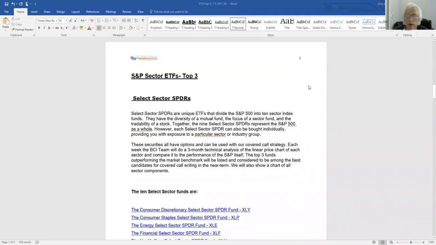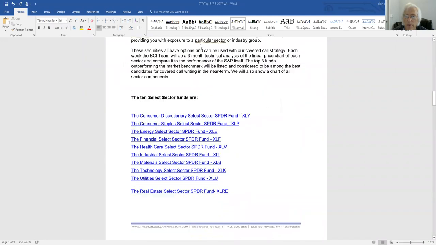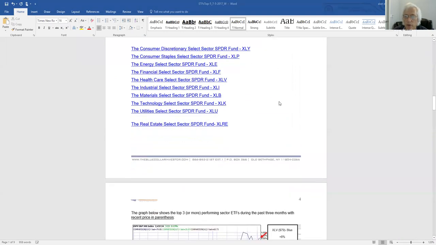Now, we're moving on to page three of the ETF report, and these relate to the select sector spiders. These are securities that break up the S&P 500 into 10 different categories. So if you want to stick with blue chip stocks, for example, we name the ETF and give you the ticker symbol. This page of the report just lists the select sector spiders. Again, it divides the S&P 500 up into 10 different categories, and we can then select the best performers at any particular point in time, and that'll keep us in the top one-third of the S&P 500 at all times. Now, we're scrolling down to page four.